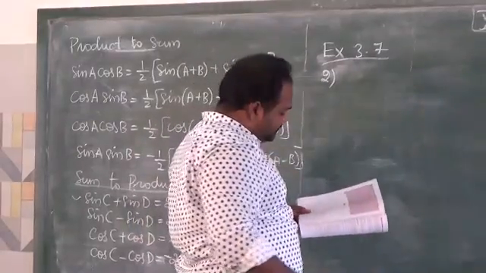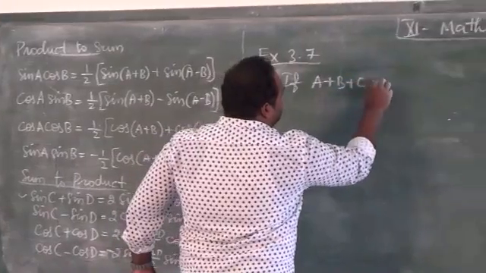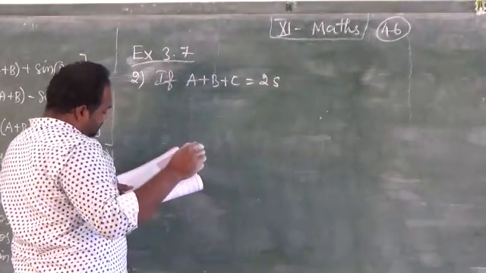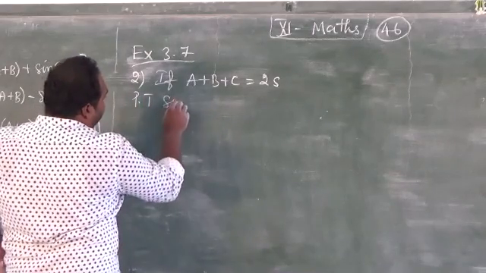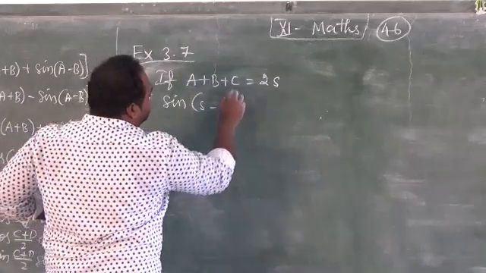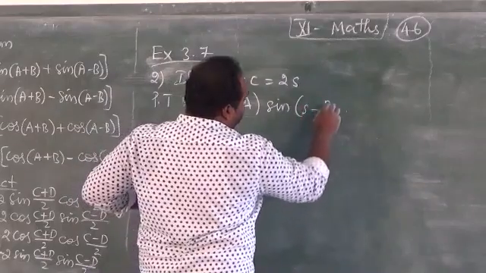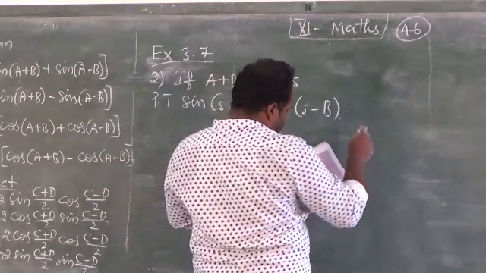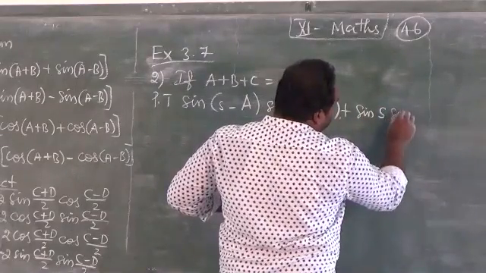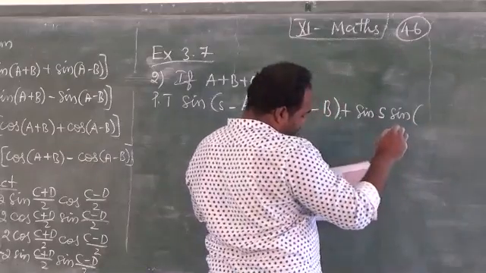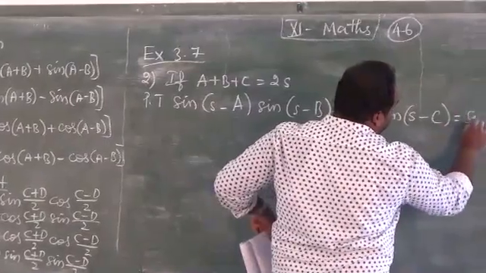So here the condition is if a + b + c = 2s, prove that sin(s − a) sin(s − b) + sin s sin(s − c) = sin a sin b.